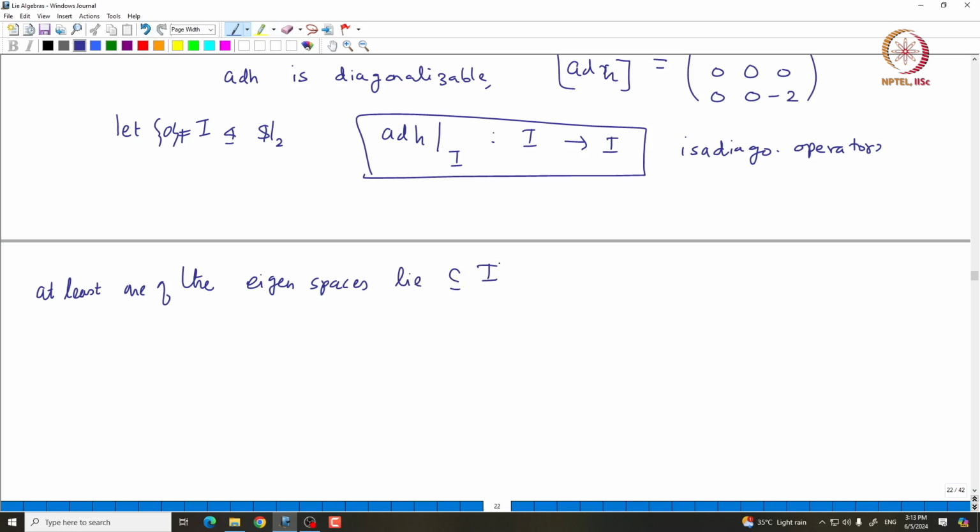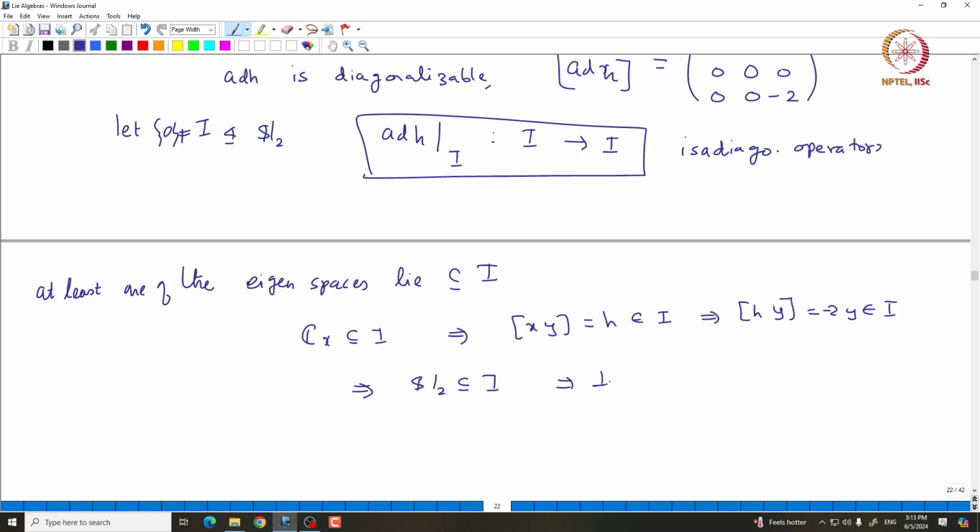So, without loss of generality, one can assume that Cx is inside I. Then this would imply that the bracket xy, which is h, is inside I, and that would imply that the bracket hy, which is minus 2y, is in I. So, this implies that the entire SL2 is a subspace of I. So, that means we have I equal to SL2.